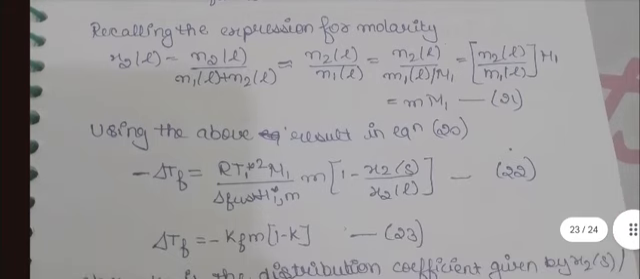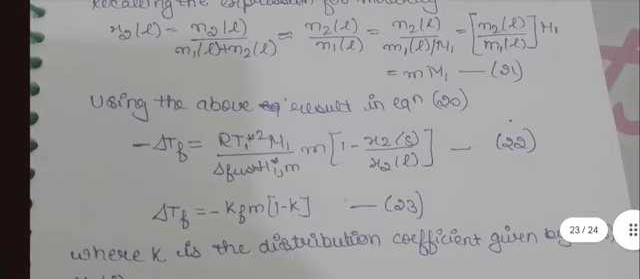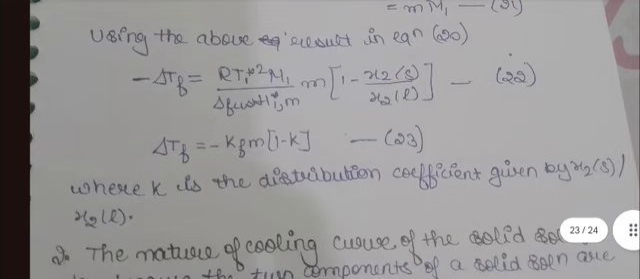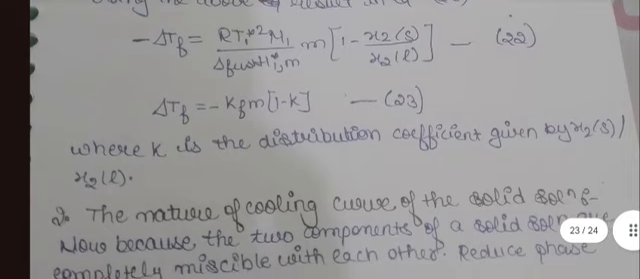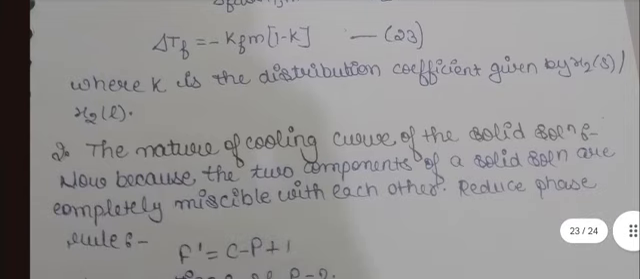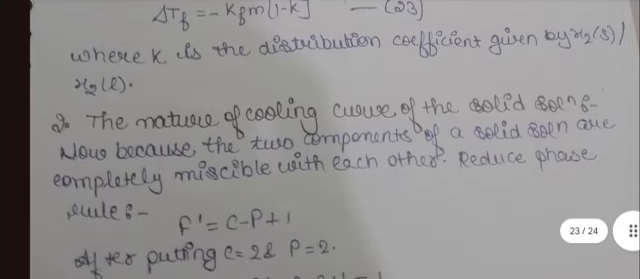Recalling the expression for molality, X2L is nearly equal to N2L by N1L, which is equal to N2L by (W1L by M1), which is equal to N2L by W1L into M1, which is equal to small m into capital M1. Using the above result in equation 20, minus ΔTF is equal to R T1* square M1 by Δfus H1* m into (1 minus X2S by X2L). So ΔTF is equal to minus KF m (1 minus K), where K is the distribution constant given by X2S by X2L.